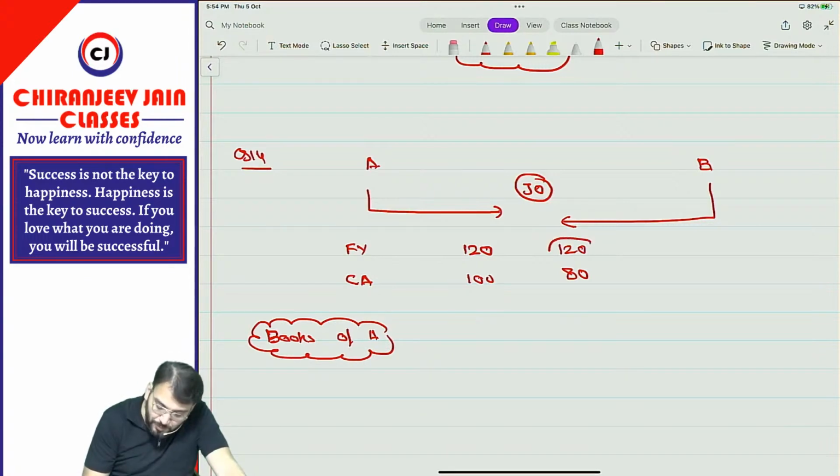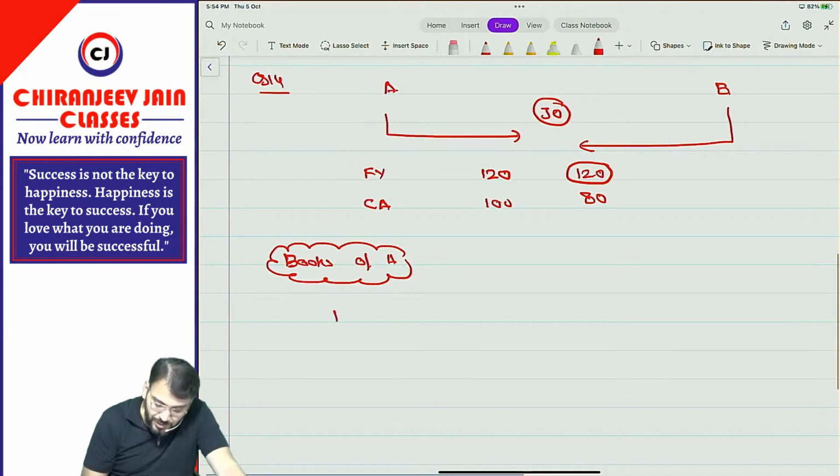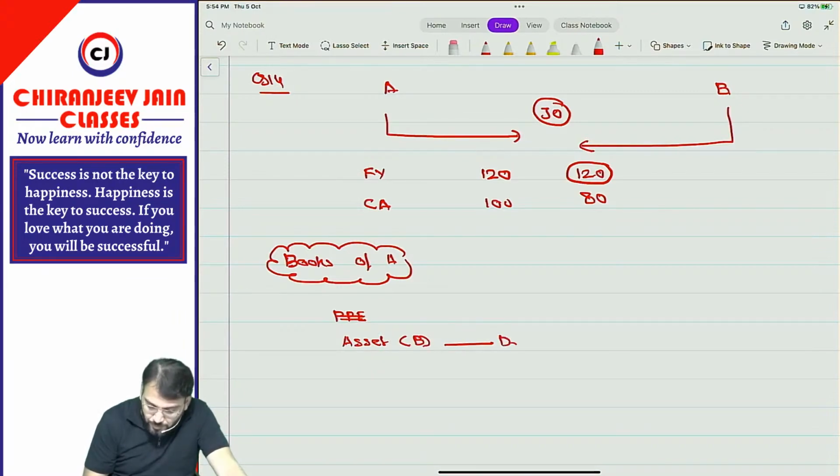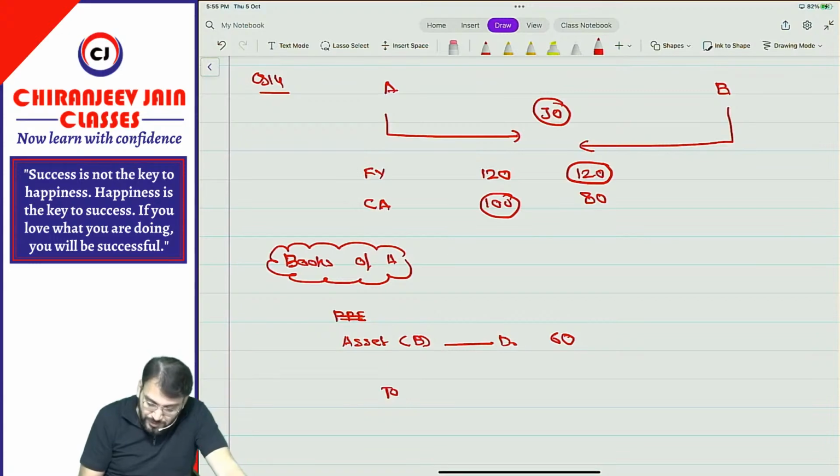in the books of A, can I say 50% of this will be recognized? 50% of this will be recognized means we can say in this way, the asset of B coming in will be recognized, that is 50%, that is 60. And what will be going out? Can I say this 100? So that will be going out, but only to the extent of 50%. We will say asset of A will be reduced, that is 50, and the difference will be gain. So gain will be how much? 10. So this much gain will be recognized.